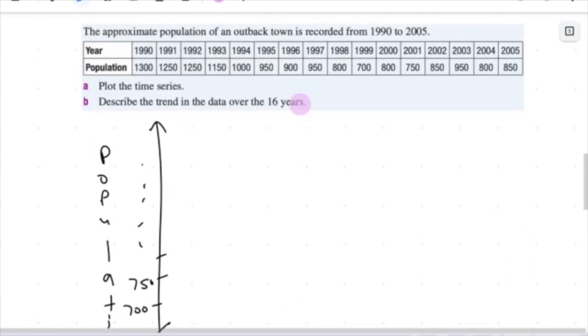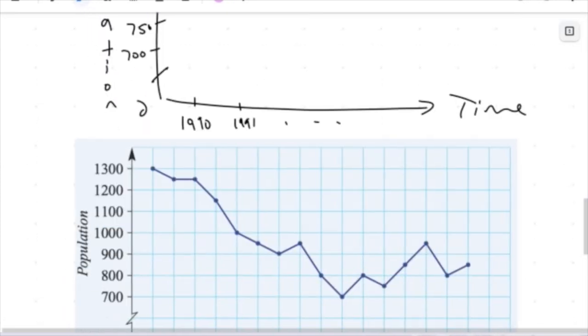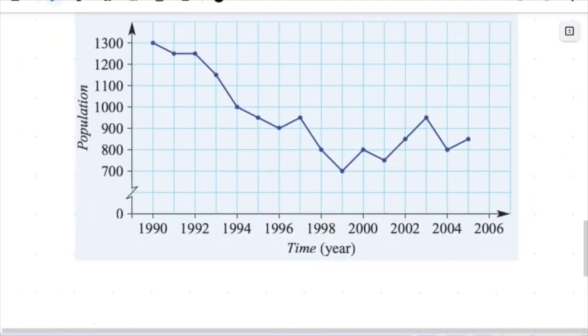Once we've drawn this, the main thing we're trying to do here is to get information out of our graphs and comment on how population changes or how temperature changes, how these variables are changing. So here for part B, we want to describe the population change.